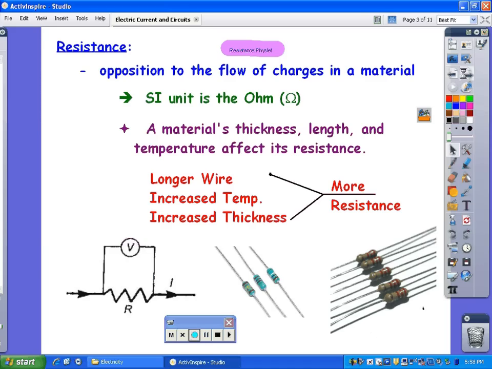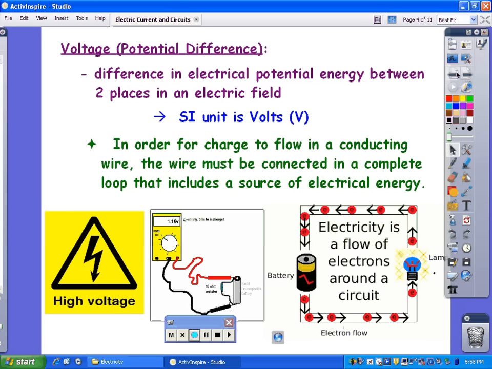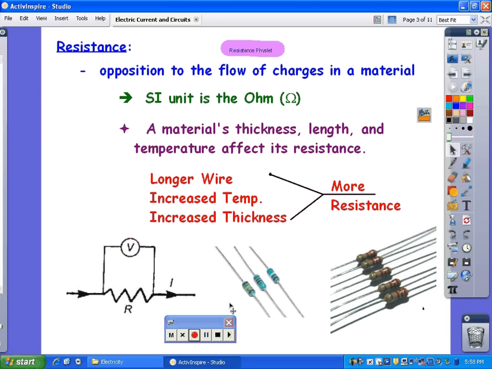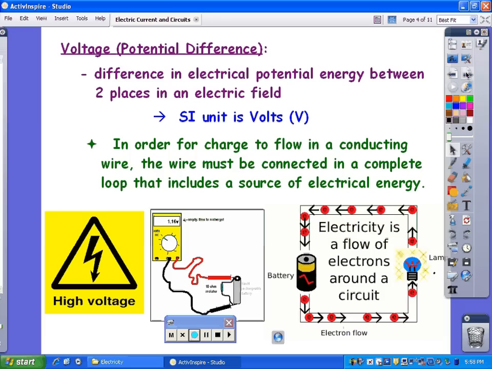Anyway, let's move on. I'm sorry, I should have explained these. These little box things here are resistors, built-in resistors to slow down the flow sometimes if there's too much current going to something. But also light bulbs, anything that converts electricity to something else is actually a resistor. It's resisting the flow of electrons.